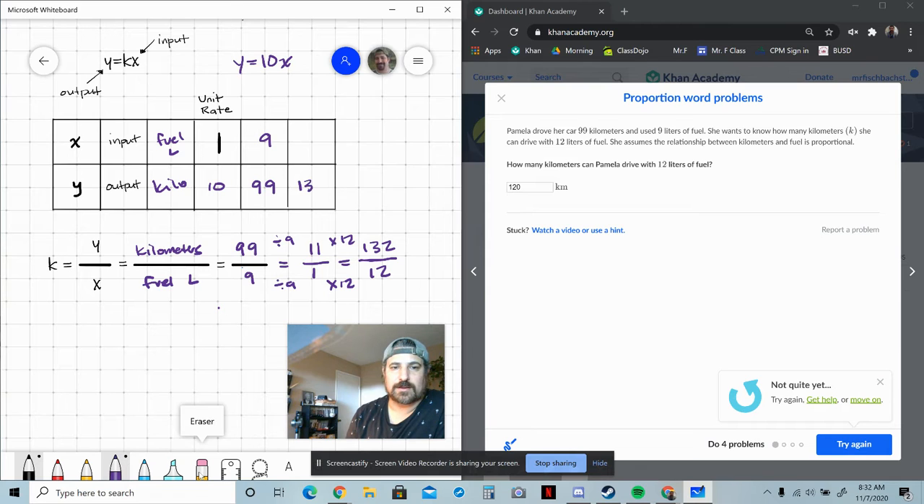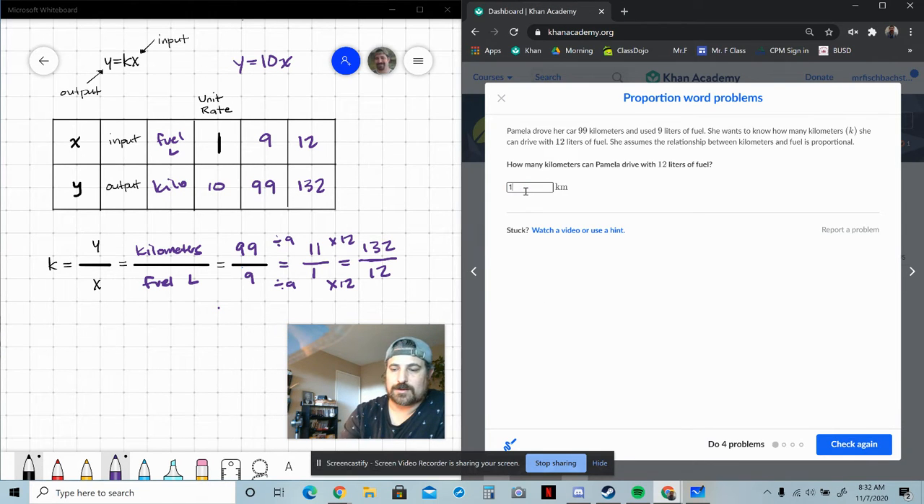That's pretty funny. I forgot how to divide. 132 divided by 12. Okay, so there's your ratio. Now it should work. 132. All right, I got it. Yay. I know how to do this. I just don't know how to do division.